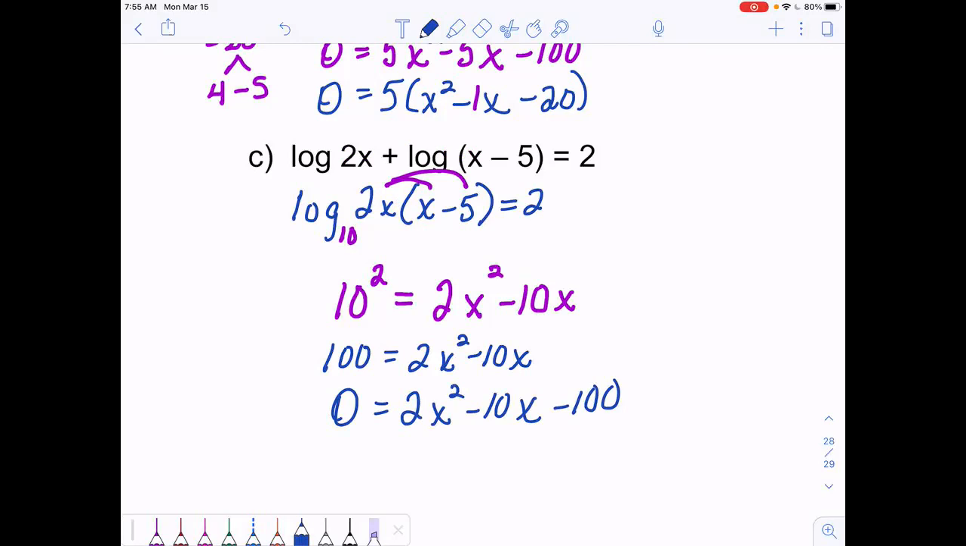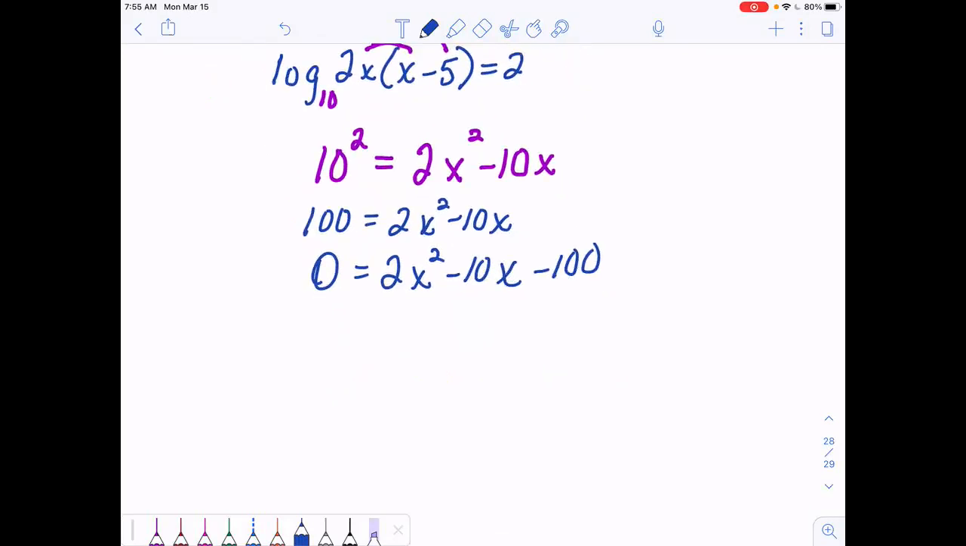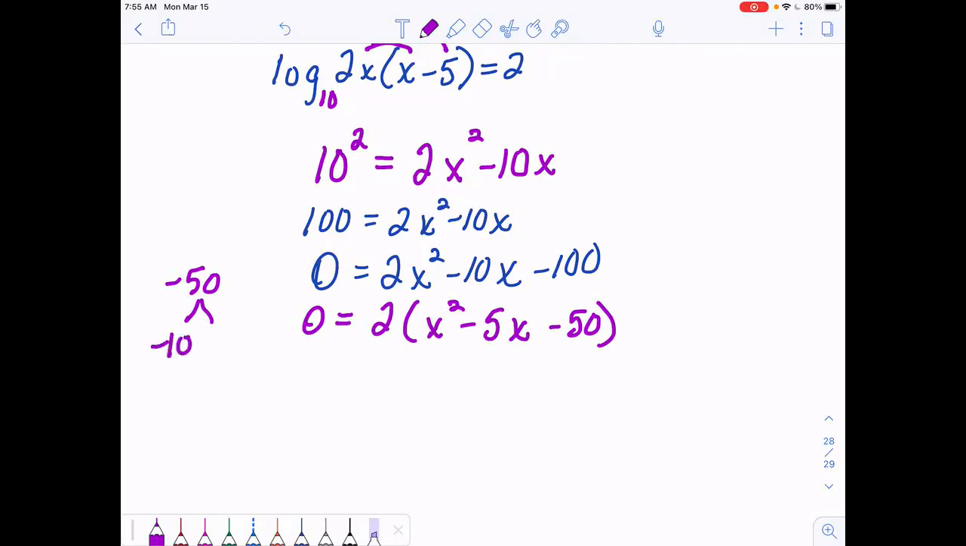So Faith, what would you take out here to start factoring? Yeah, let's pull out a 2. And then we have -50. So we're looking for two numbers that multiply together to be -50, but add or combine to be -5. You know what they would be, Faith? Yeah, -10 and a +5.